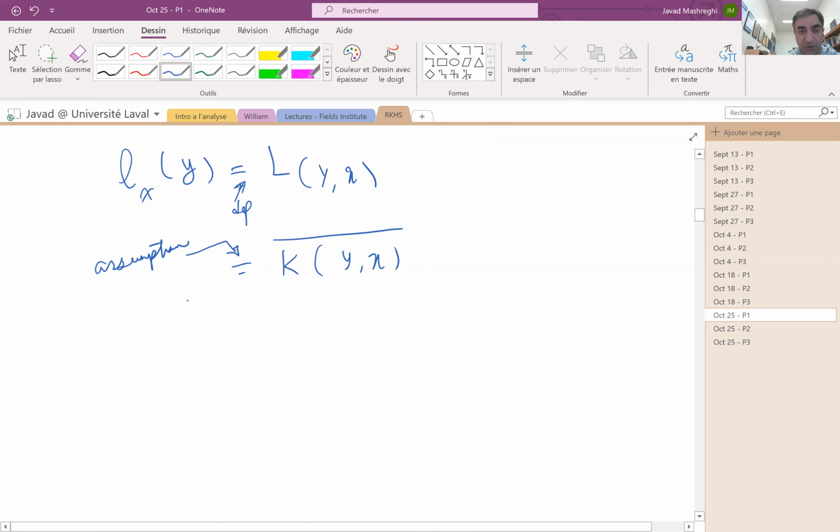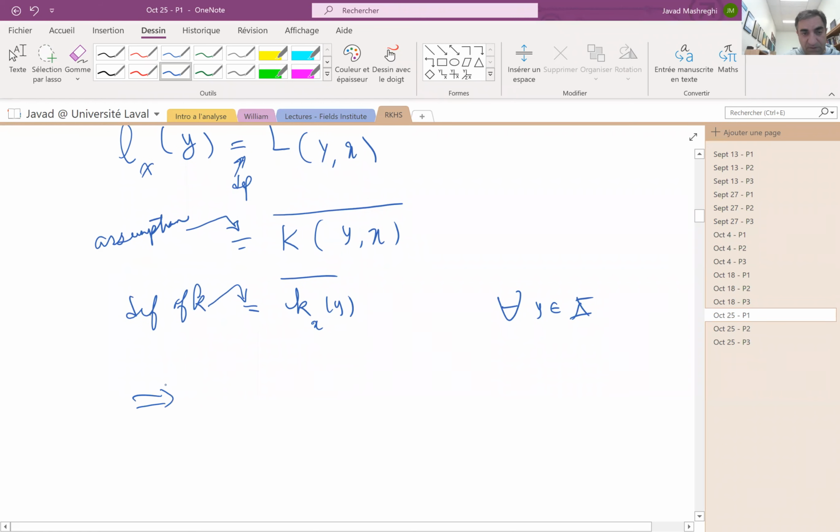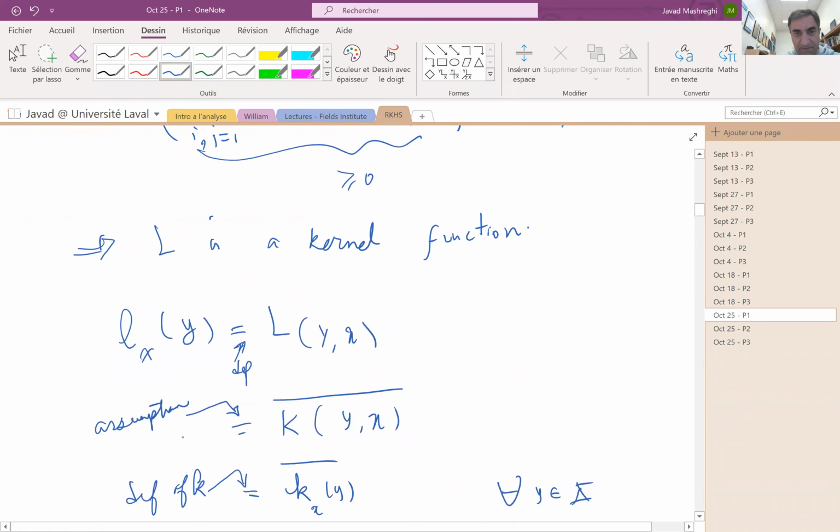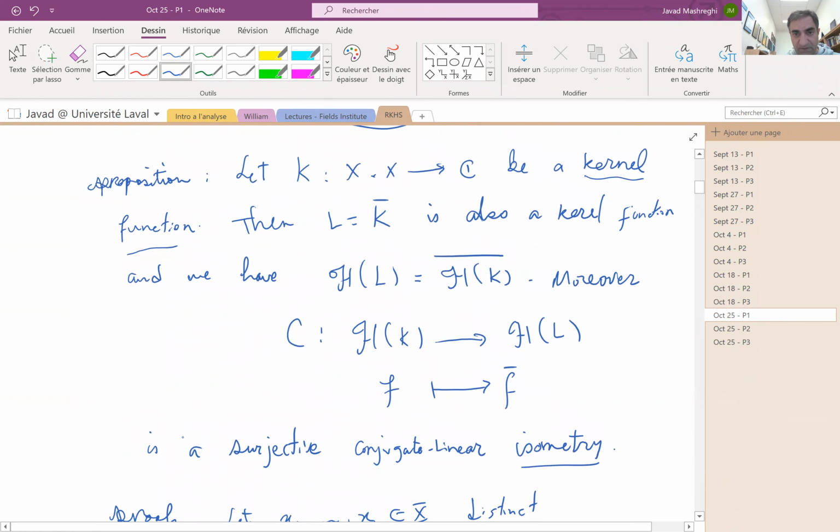And again, I use one more time the definition. This is equal to little k x at point y bar for every y in the space X. Again, this is the definition of little k. And we see that immediately little l x is equal to little k x bar for every x. That's the simplest manifestation of what is claimed here.